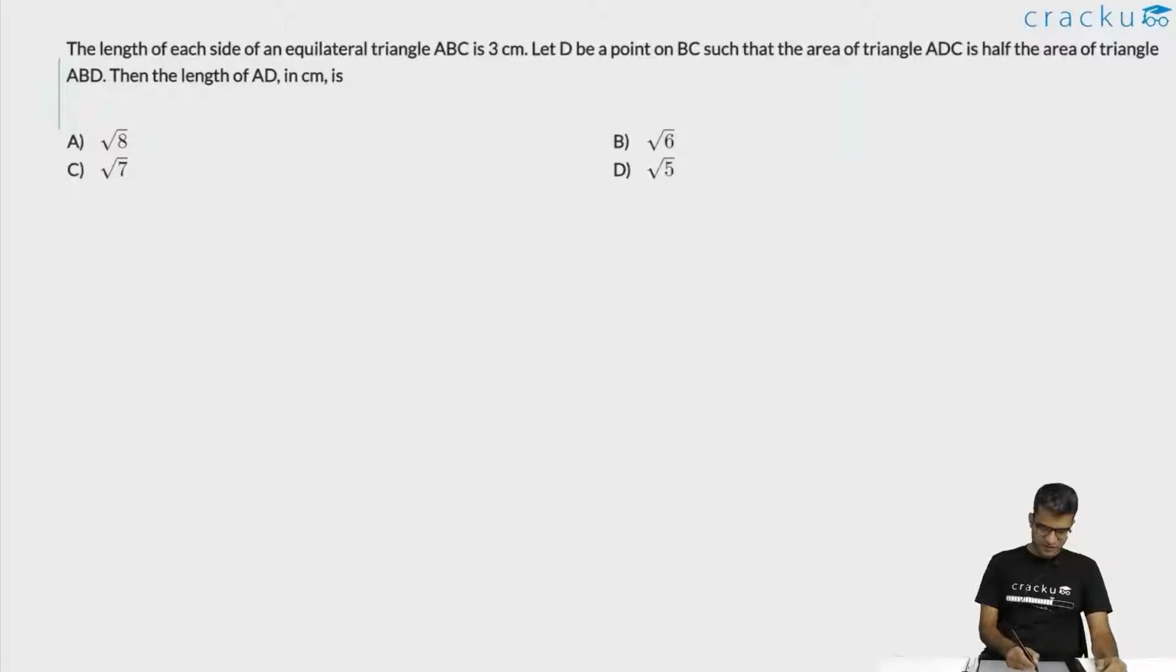In this question, we are told that the length of each side of an equilateral triangle is 3 centimeters, and let D be a point on BC such that the area of triangle ADC is half the area of triangle ABD. We are required to calculate the length of AD.